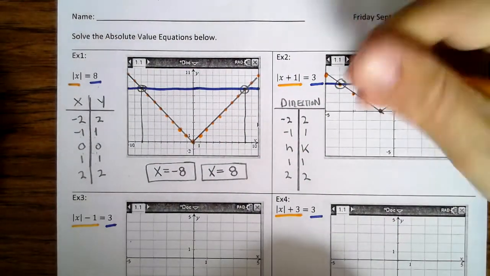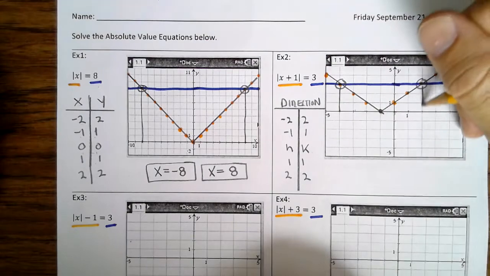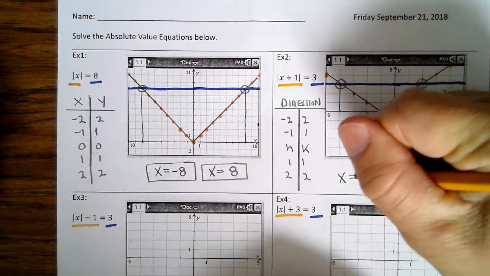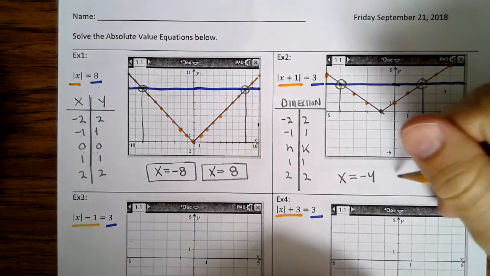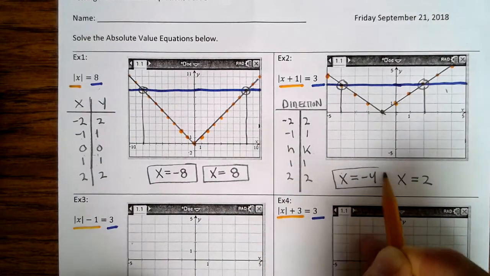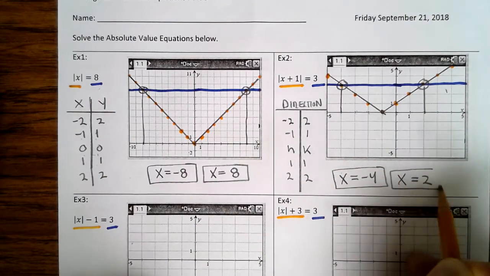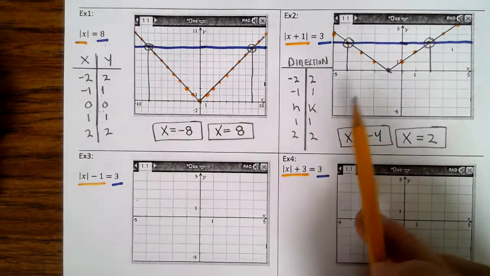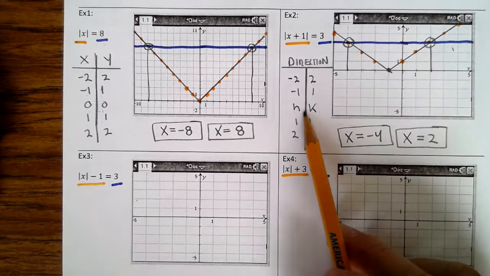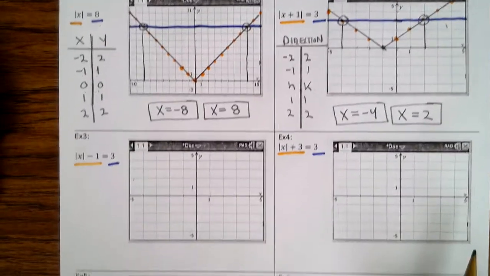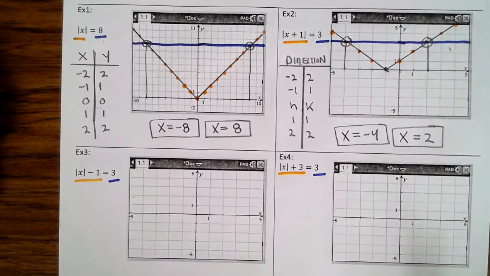So here and here, and now we find the x values. So x is negative 1, 2, 3, 4, so x is negative 4, and x is 1, 2. Okay. Now I know I said I'm only going to show the calculator, but let me show both, the calculator and the direction. Okay. So finish up example 2. Wait for it. There you go.